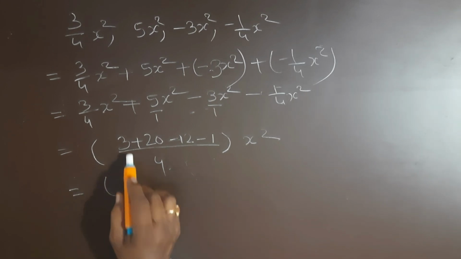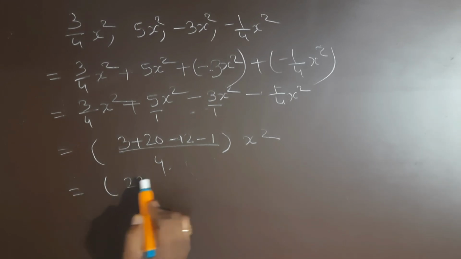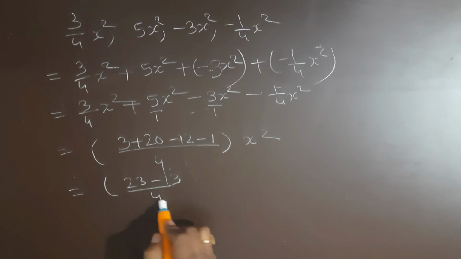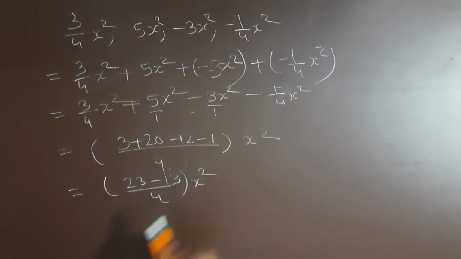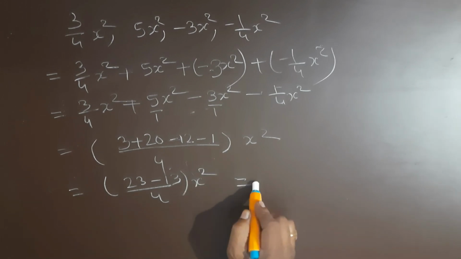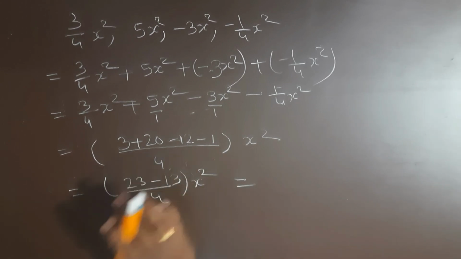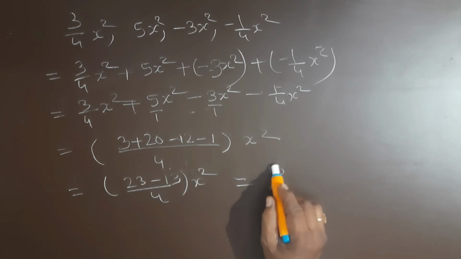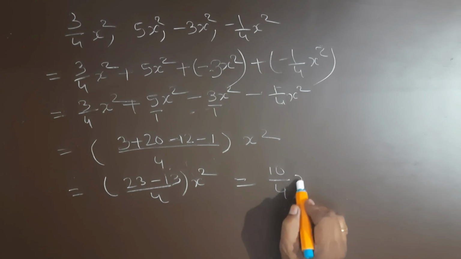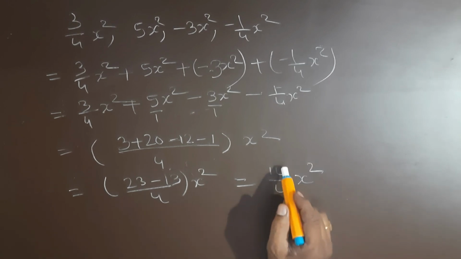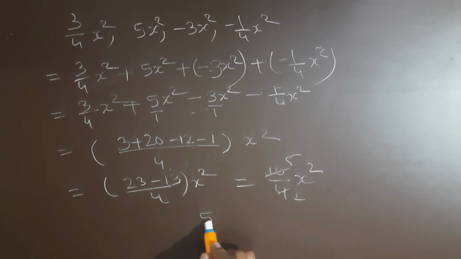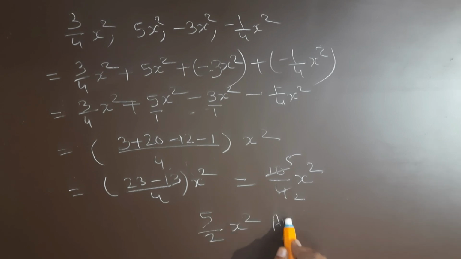Now again we will make it 23 minus how much? 13 by 4 x square. So it is equal to how much? 23 minus 13, 10 by 4 x square. Now here we can cut: 2 5s are 10, 2 2s are 4. So we got 5 by 2 x square as the answer.